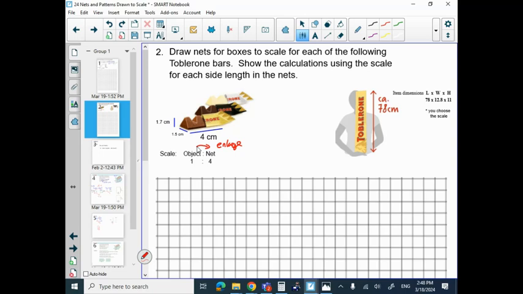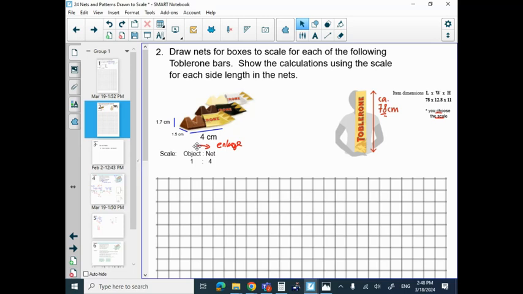And this one's gigantic, right? 78 centimeters, that's way, way too big. So I want you to choose a scale that would allow you to make the net on this half of that page in a reasonable size. Use up a decent amount of the page, right? But certainly not 78 centimeters or 78 squares. I don't think there'd be enough room for that.